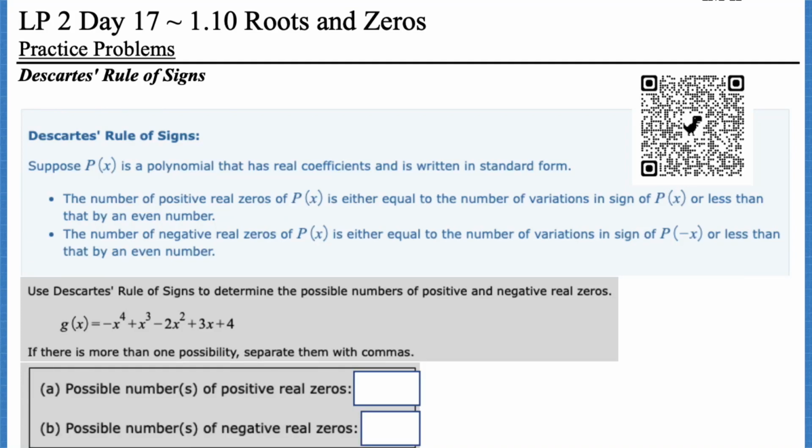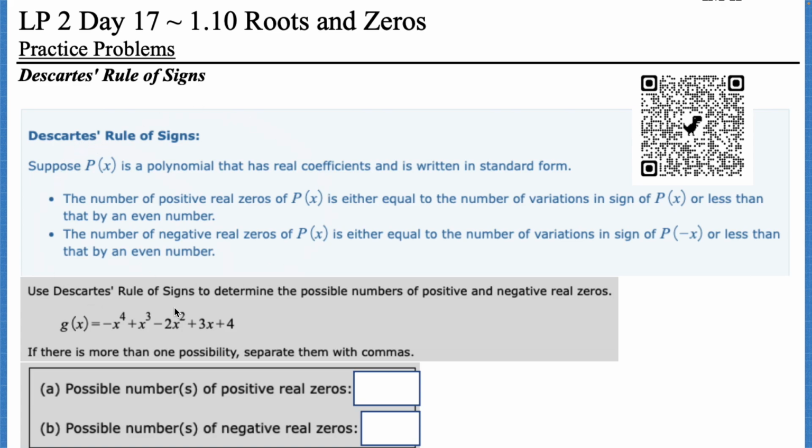So today we're going to look at Descartes' rule of signs to tell us how many real roots, and how many real positive roots and real negative roots, that we have by using this kind of pattern that we're going to see. That's kind of the best way to describe it. Here's the wording for it.